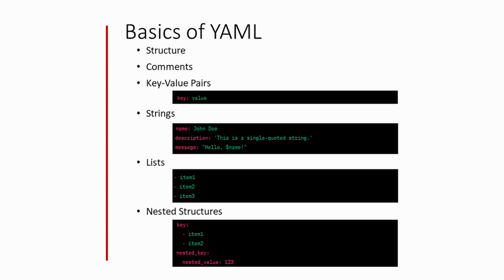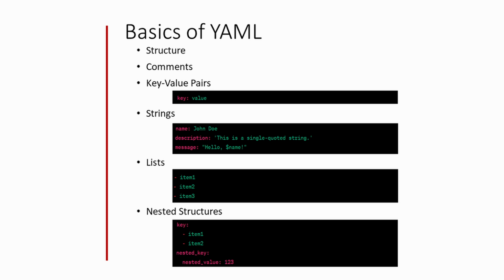Comments. Comments in YAML start with the hash symbol and continue until the end of the line. Comments are used for providing explanations or annotations in the YAML file and are ignored by the YAML parser. Key value pairs. Key value pairs are represented using a colon to separate the key and value. The key and value are separated by a space.